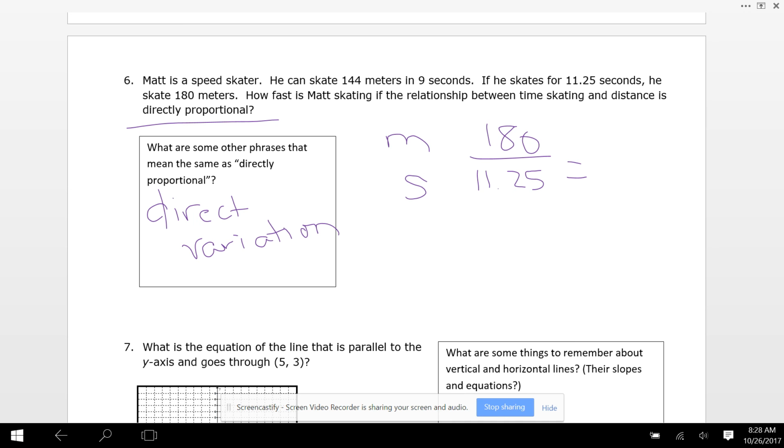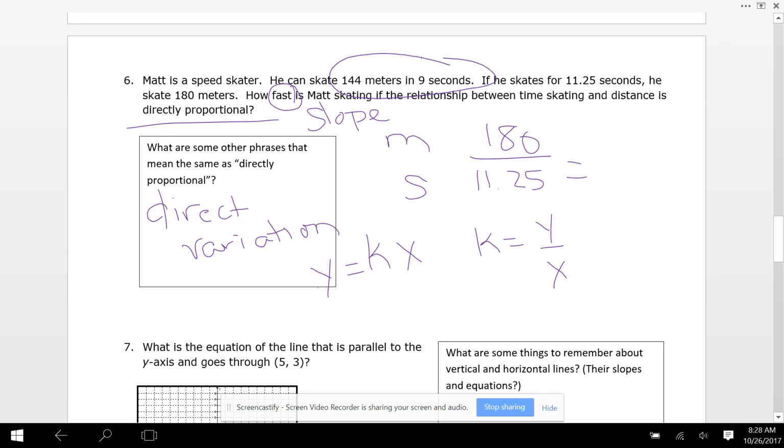How fast is he skating? Which is slope, which in this case is k. So k equals y over x. I can use either one of these, so go with this one.